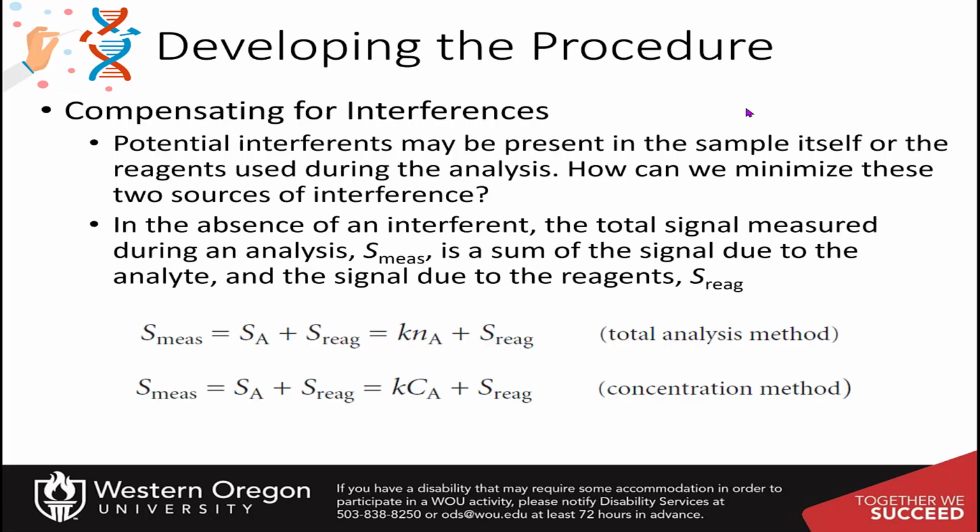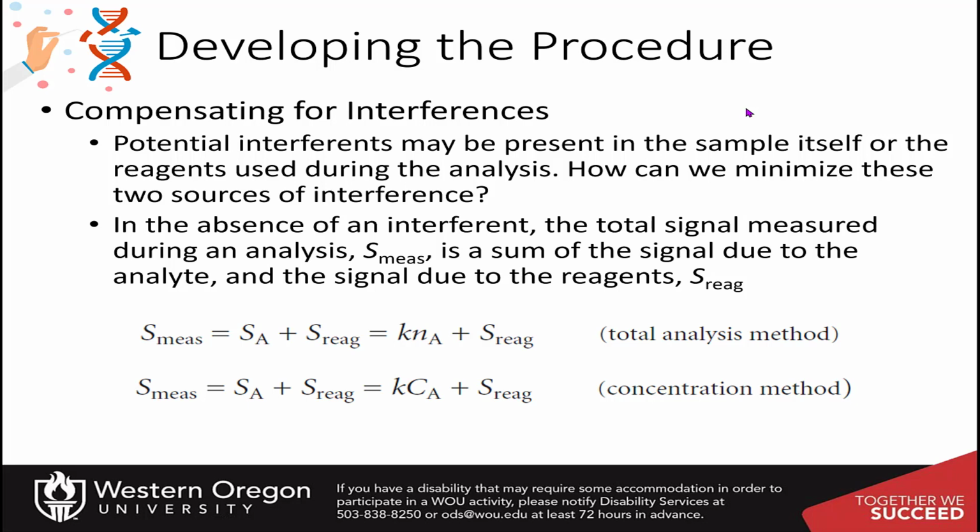Okay, so let's talk a little bit more about compensating for interferences within your samples. So potential interference may be present in the sample itself. It can also occur in the reagents that are used during the analysis. So how can we minimize these two sources of interference?